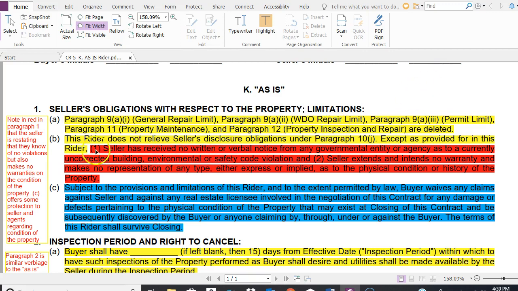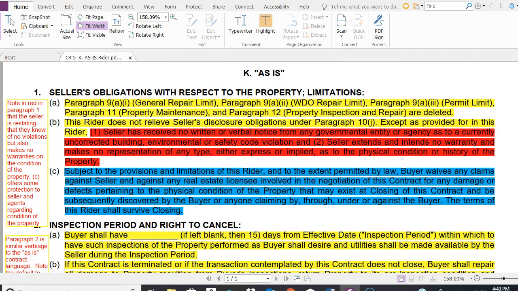All right. Now, note in red here, I made a note in paragraph 1 that the seller is restating that they know of no violations, right? That the seller has received no written or verbal notice from a governmental entity or agency as to currently uncorrected governmental building, or safety code violation. And also, this protects the seller. Seller extends and intends no warranty and makes no representation of any type. So if you're using this and representing the seller, they need to understand that they are once again noting that they have no information about any of these issues. If they do, then they need to amend that or make sure that it has been fully disclosed.